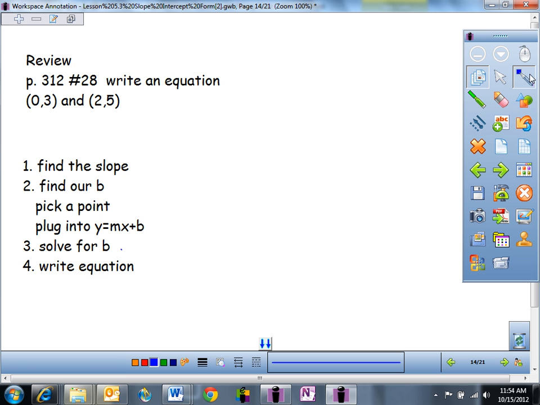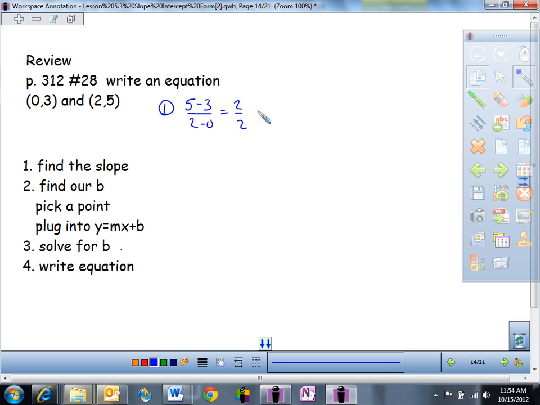So first we want to find our slope. So 5 minus 3 over 2 minus 0. So that gives us 2 over 2, which is a slope of 1. Step 2, we need to find our b. So let's pick a point. We'll pick the easier point here.